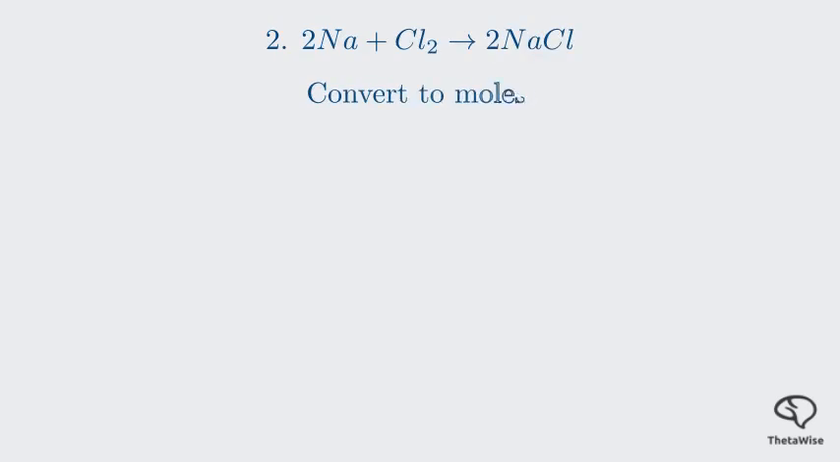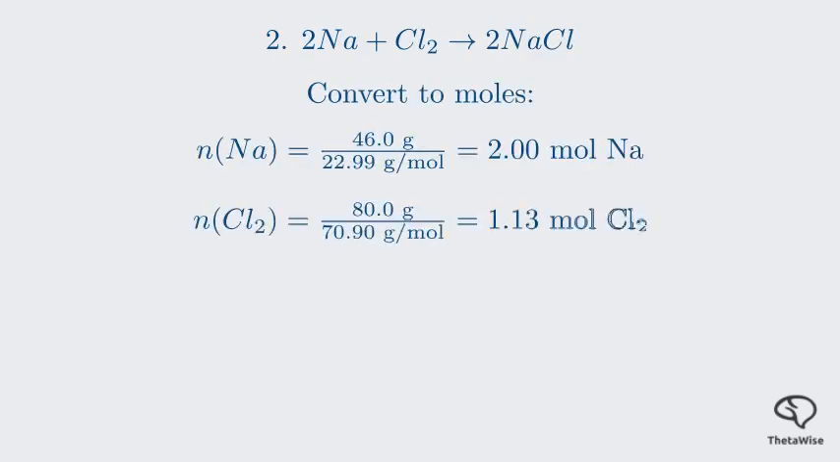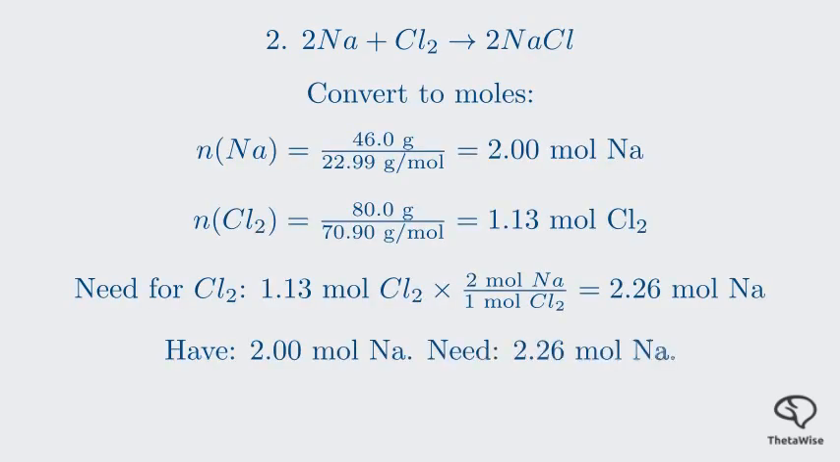For question 2, you first had to convert both masses to moles. You should have found 2.0 moles of Na and 1.13 moles of Cl2. The molar ratio from the equation is 2 moles of Na to 1 mole of Cl2. To react all 1.13 moles of Cl2, you'd need 2.26 moles of Na, but you only have 2 moles. So, sodium metal is the limiting reactant.